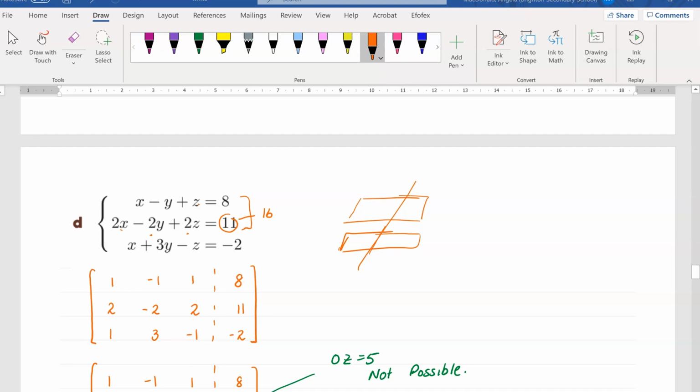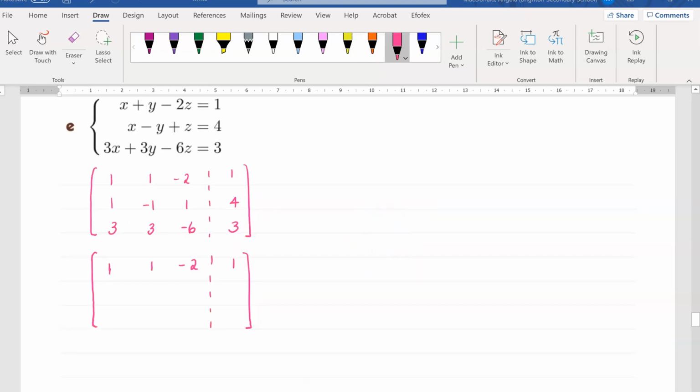Let's have a look at E. Maybe that will be similar to the other one. Right, let's have a look at E. And lo and behold, hopefully you notice, let's have a look at this and this one. If I times this by 3, what do I get? Wow! So hopefully we can predict what is going to be coming our way, because it looks like those are coincident lines.